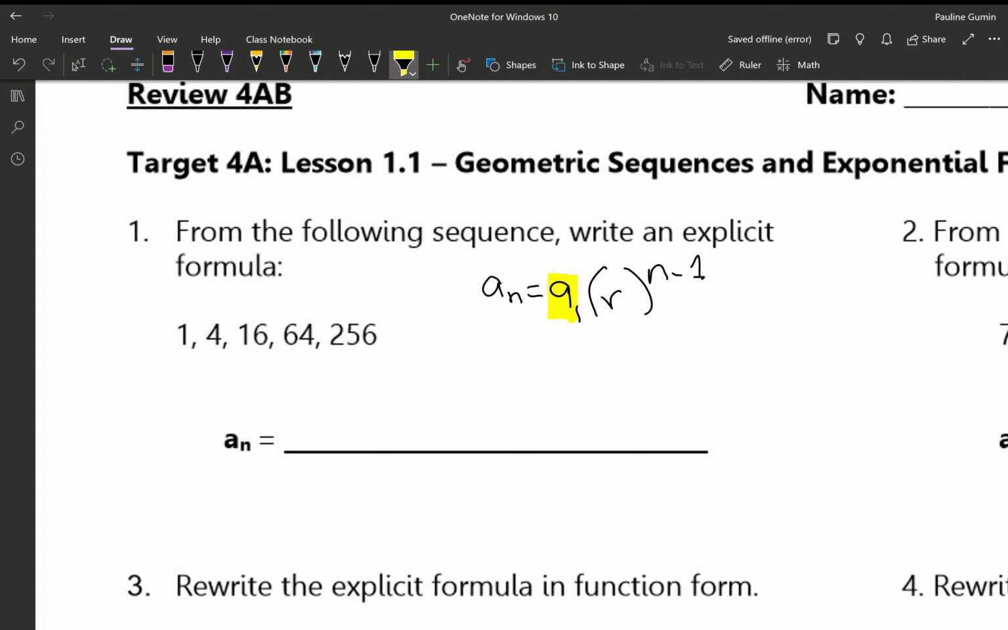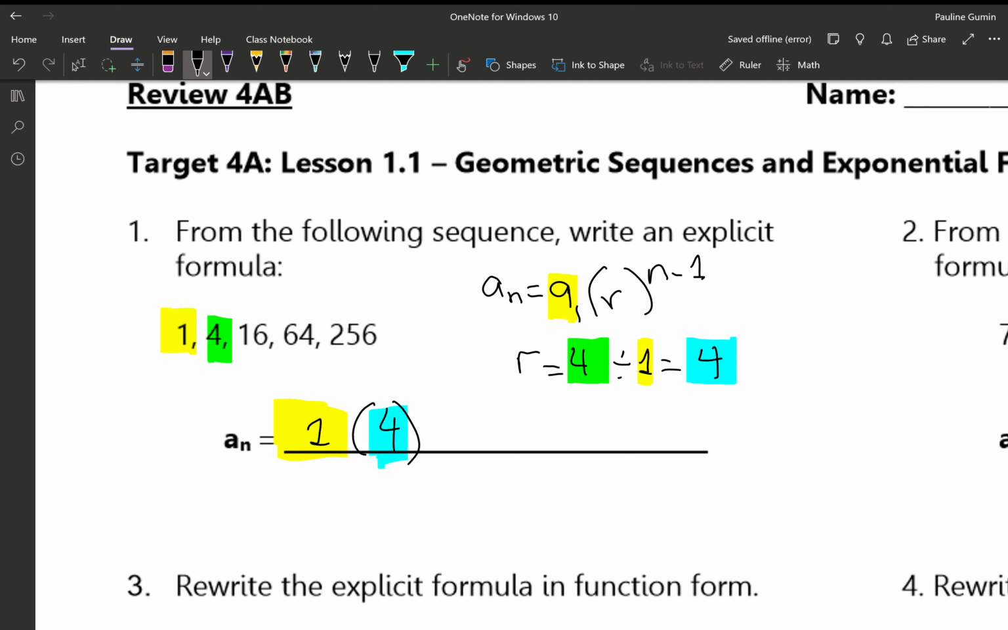So a_1 is 1. So the first thing I'm writing down is 1. Now r represents our ratio. In order to find our ratio, we're going to take the second term, which is 4, and divide it by our first term, which is 1. Once you divide, we get our ratio. In this case, it does end up being 4. So that's the next thing I write down. And then the power stays as it is, n minus 1.